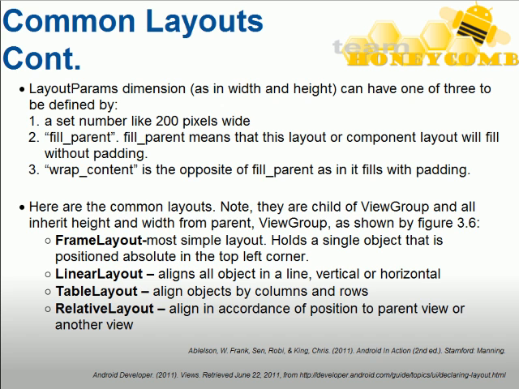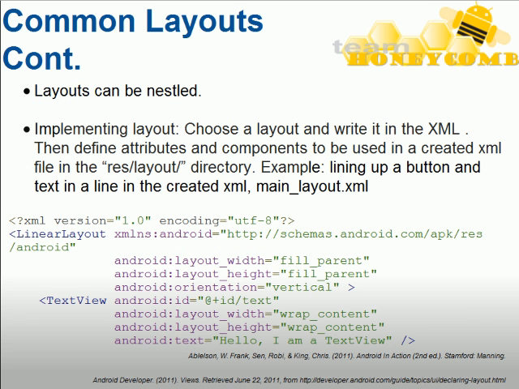Here are common layouts. Note, they are children of ViewGroup and all inherit height and width from the parent ViewGroup, as shown by Figure 3.6. FrameLayout, which is the simplest layout, holds a single object that is positioned absolutely in the top left corner. LinearLayout aligns all objects in a line, vertical or horizontal. TableLayout aligns objects by columns and rows. RelativeLayout aligns in accordance with position to the parent view or another view. Layouts can be nested.